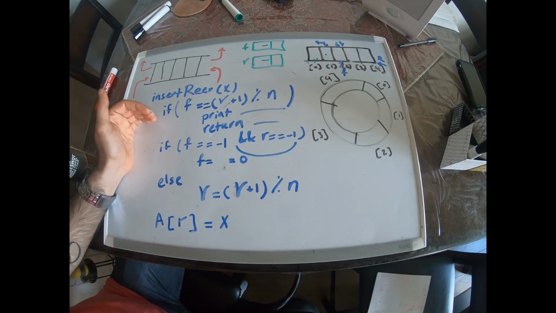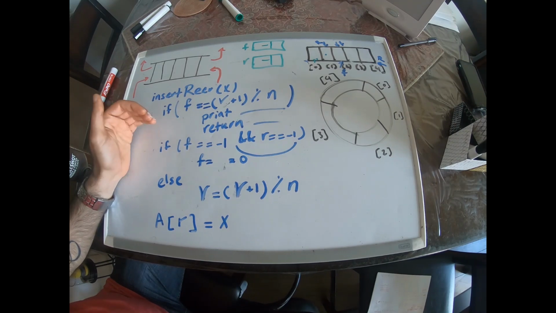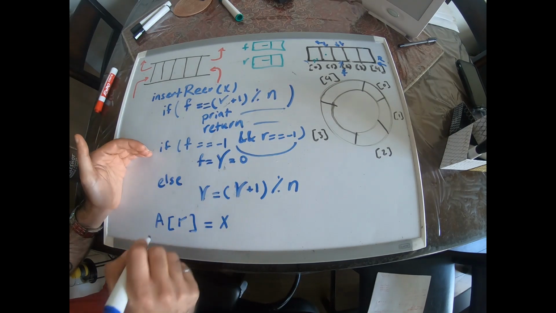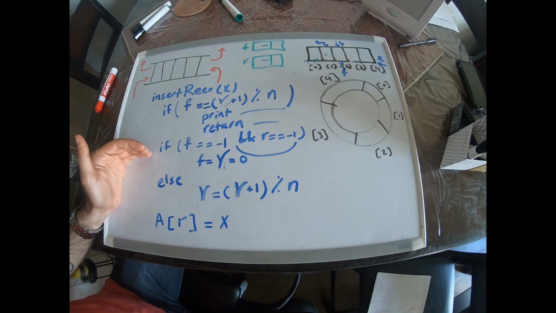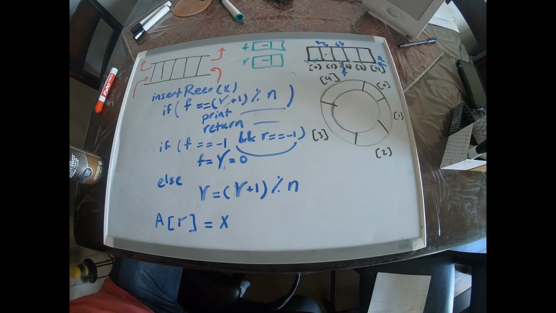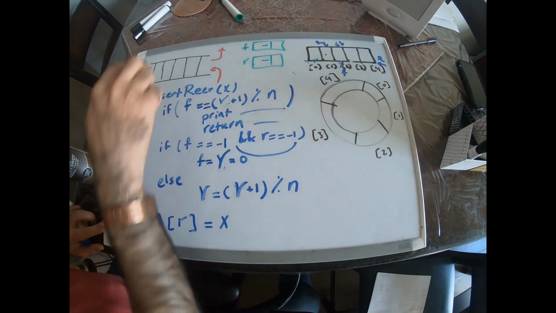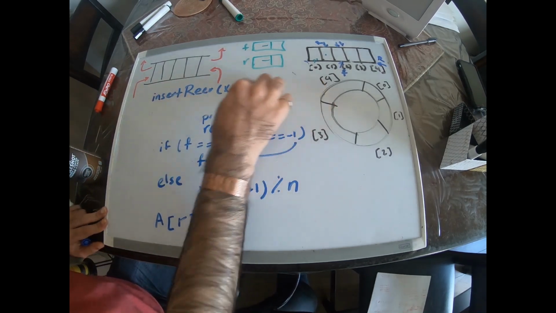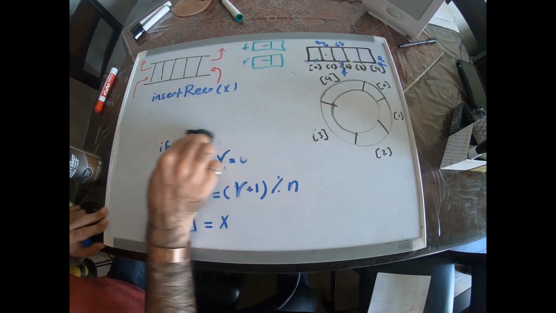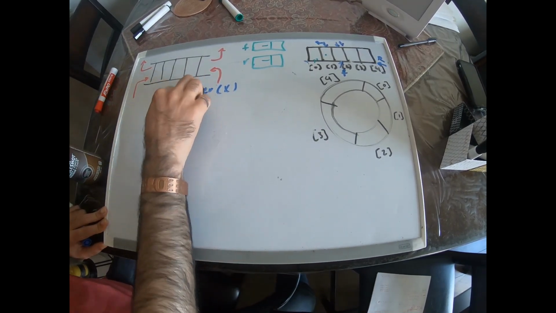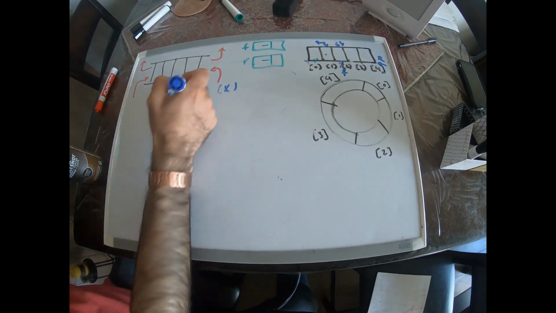So we checked if the deck is full. If it is full, we can't insert any other number. If it is empty, it means that we have to change both front and rear. Otherwise, we only need to change the rear. Okay. So that was how we can insert from the back of the deck. Okay, so let's see the other option that we have for inserting. Insert from the front.